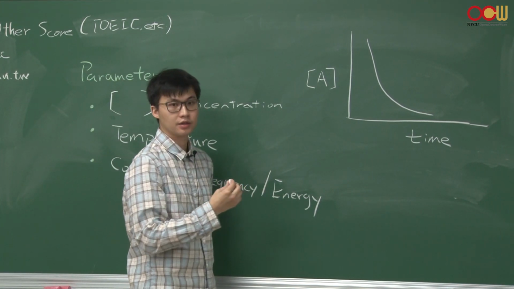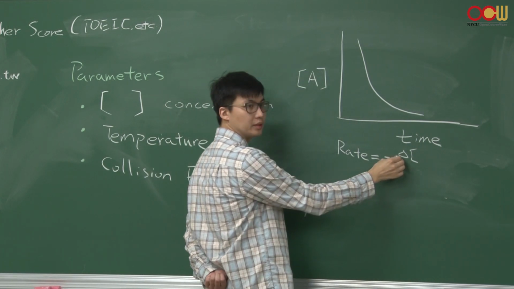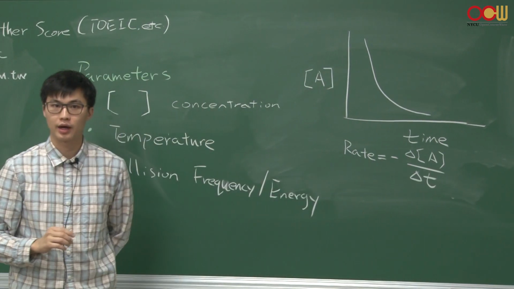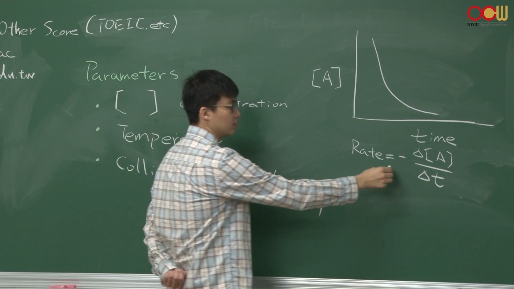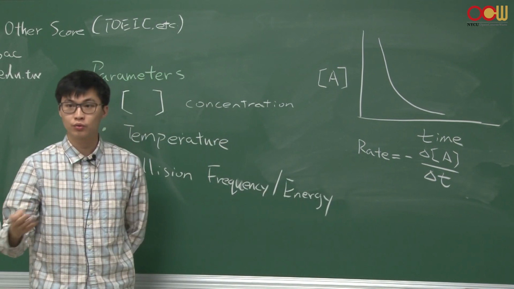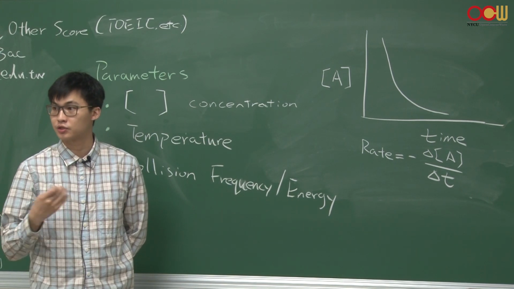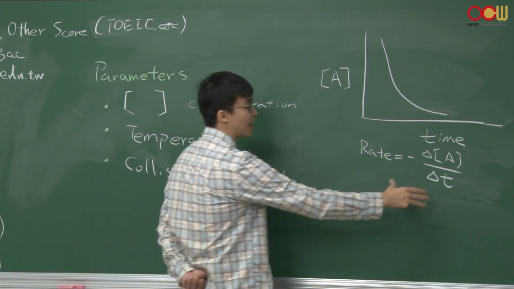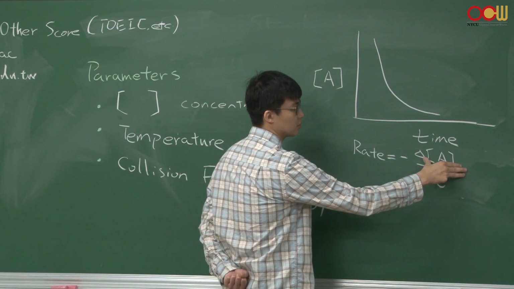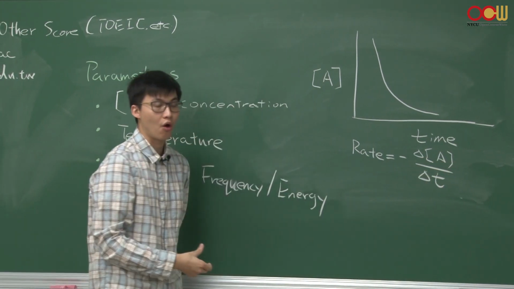So what is rate? The delta means change over time, okay? The negative sign means we're losing this compound because it already reacted, it turned into something else. We care about how fast this reagent decreases over time, okay?